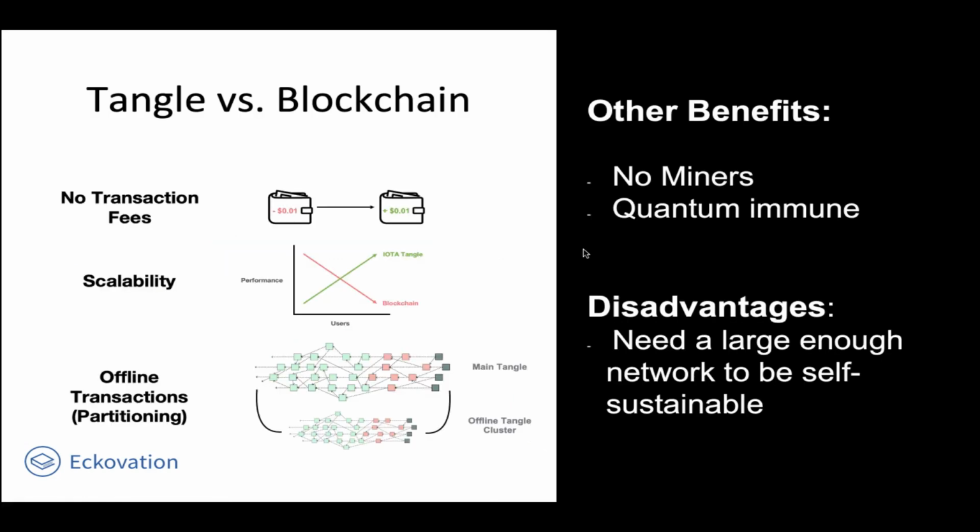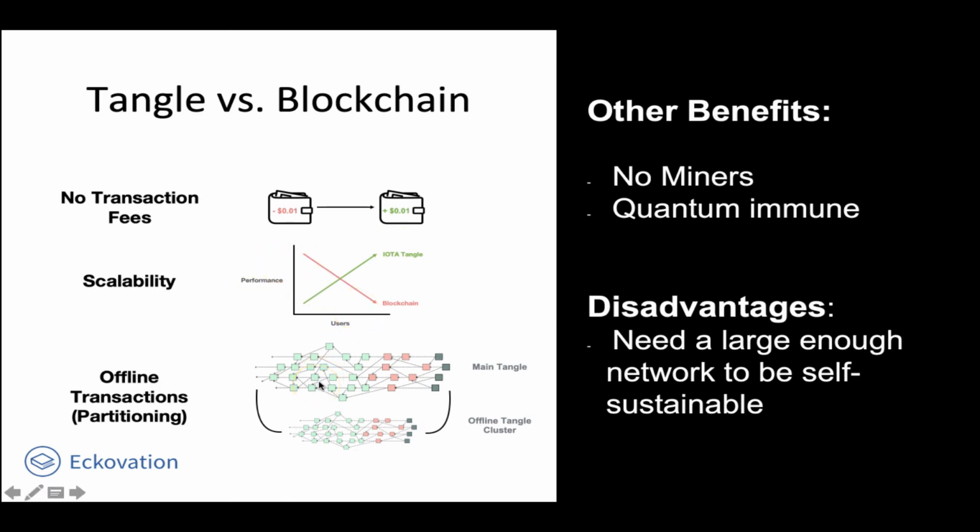So here we can see the difference between Tangle and blockchain again in terms of transaction fees. Tangle is charging very minimal transaction fees in comparison to blockchain. Scalability: the graph, as you can see, is exactly the opposite. With IOTA, it is exponential. The more the number of transactions, the higher the speed is. The blockchain goes the opposite.